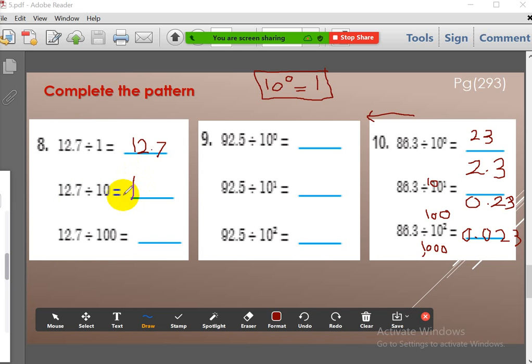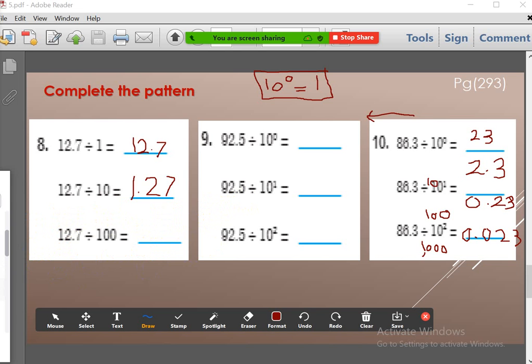1.27. Very good. Thank you, Lama. I have here one 0 in the 10. That means I have to move the decimal point only one digit to the left side, so it will be between 1 and 2. What about the next one? Yes, Mahnoor. Open your mic and give me the answer for the last one. 12.7 divided by 100. 0.127. Very good, Mahnoor. Your answer is correct.